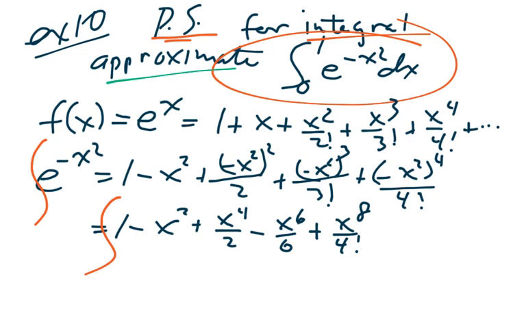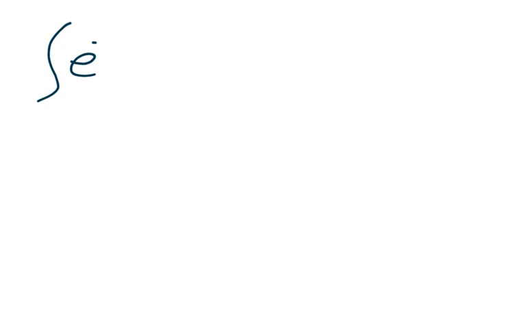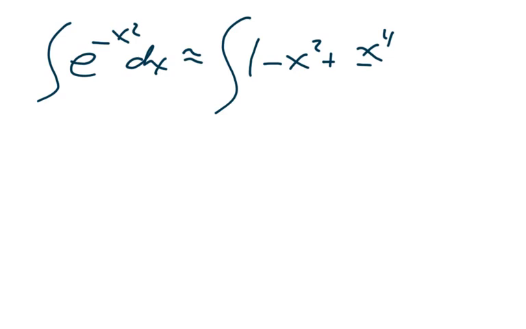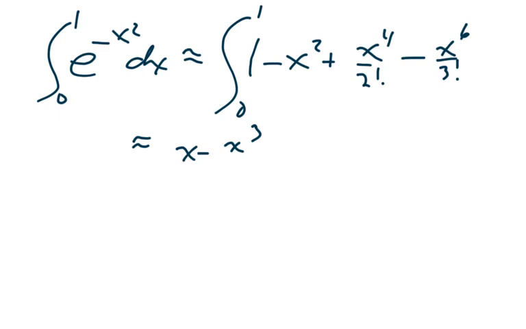Okay, so what's this going to look like? Finally, we can do our approximation that the integral of e to the negative x squared dx, and I'll write it as an approximation, is the integral of 1 minus x squared plus x to the 4th over 2 factorial. And let's put one more term in here. I believe it's a minus, right? Minus x to the 6th over 3 factorial. Okay, and this is the integral from 0 to 1, and this integral equals, so another approximation, but the integral itself equals x minus x cubed over 3, right? We're just integrating a polynomial.